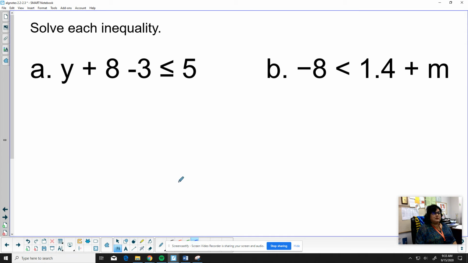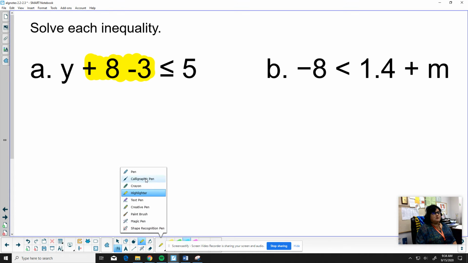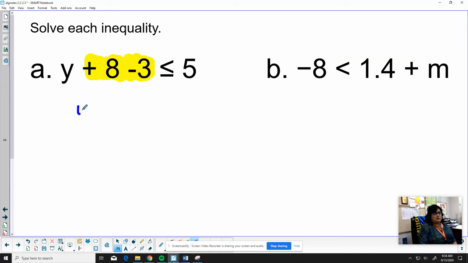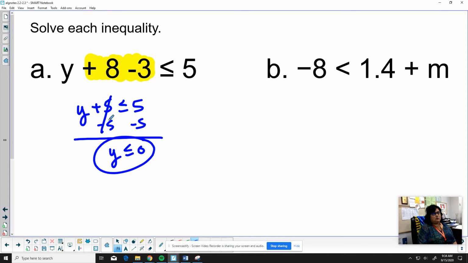Okay, this is really similar. I'm going to do this one just because there's a couple in the book like this. But do you see how there's too many terms over here on this side? There's 1, 2, 3. These two are like terms. I can combine like terms and then solve. So if I combine these two, y plus 5 is less than or equal to 5. We would subtract 5 on both sides. And that's my answer. Those 5s cancel, and this side has to have a number, so it's 0.